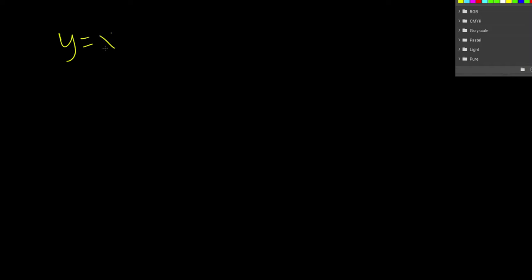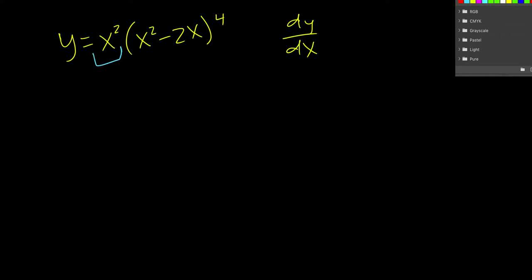So we're starting with this function. It's asking us to find dy over dx, which is the derivative. Okay, so the first thing we want to do is recognize that we have two functions multiplied together.